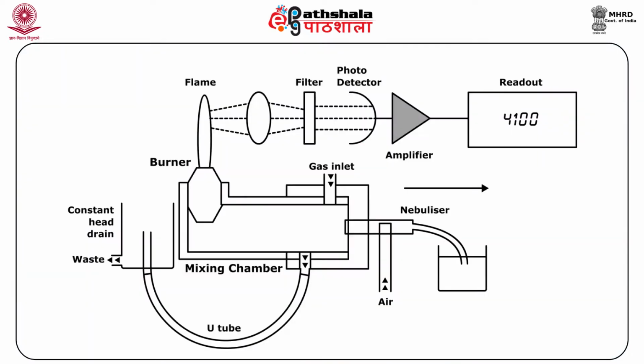Now we shall have a look at the instrumentation part. A flame photometer consists of the following parts. Number 1, burner. Number 2, nebulizer and mixing chamber. Number 3, monochromator. Number 4, the detector, and number 5, the recorder and display unit. The figure displays the components of a flame photometer. Let us discuss them one by one.